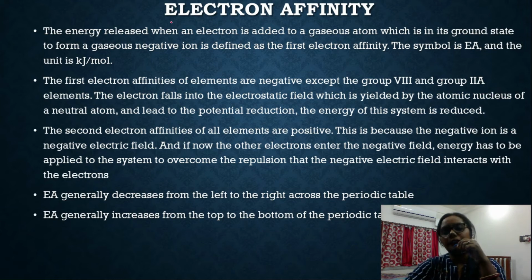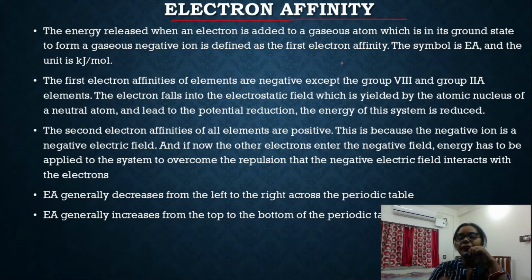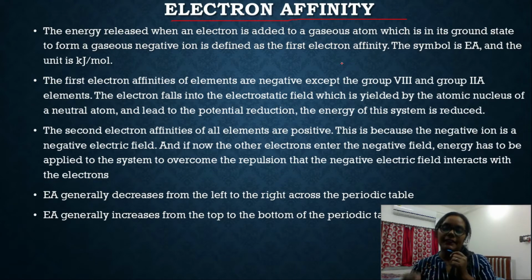Now electron affinity. We have also discussed electron affinity. What is this? Electron affinity is generally the energy released when we add an electron to the outermost orbital of a gaseous, neutral atom. So this is just the opposite of the ionization energy.